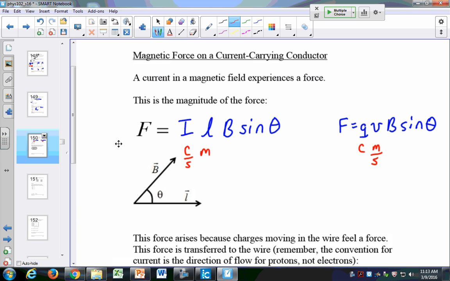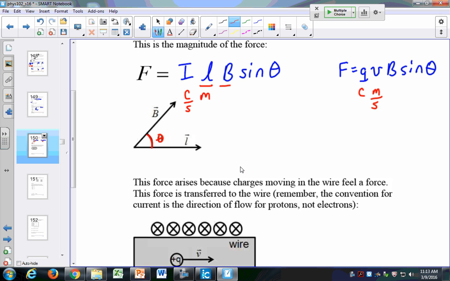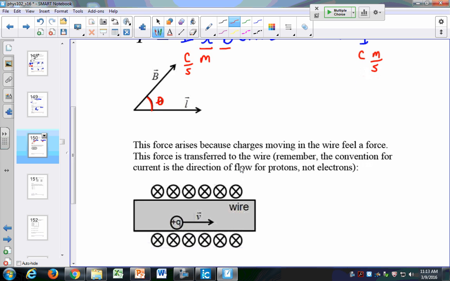When I have a moving charge in a magnetic field, it will feel a force acting upon it. The angle theta is the angle between those two vectors, L and B, where L is the length of the wire. We normally think of that length as a scalar quantity, but it actually is a vector quantity because it does have a direction. I is the current, L is the length, and B is the magnetic field.